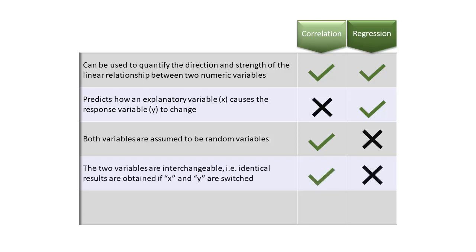When calculating a correlation, you can swap the two variables around without affecting the results. However, for regression, if you interchange the explanatory and response variables, the results will also change. Finally, regression produces a statistical model, whereas correlation is a simple descriptive statistic.